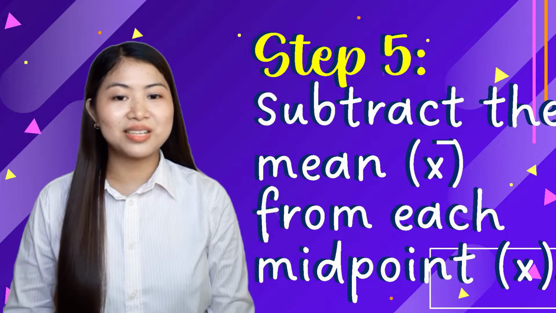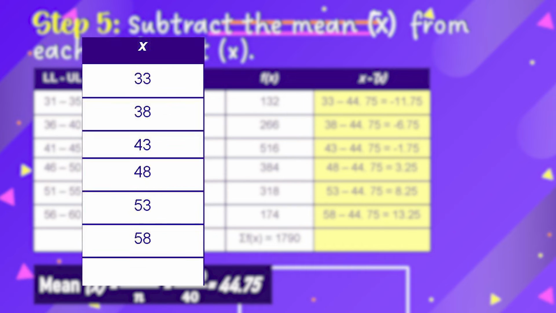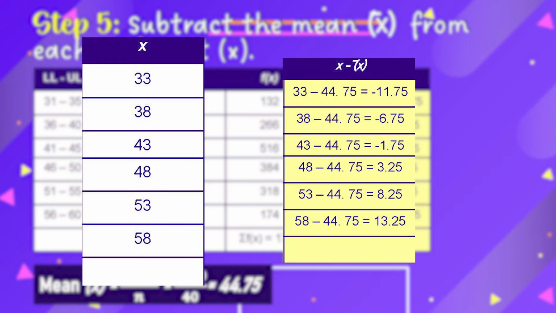For the next step, or step number 5, we are going to subtract the mean from each midpoint. Given our midpoints on the third column, which are 33, 38, 43, 48, 53, and 58, let us have first the first midpoint, which is 33.